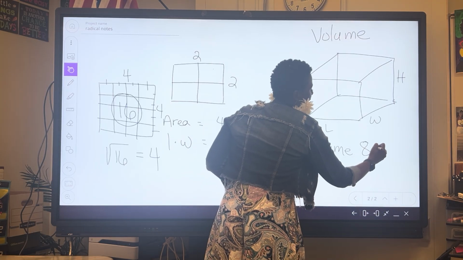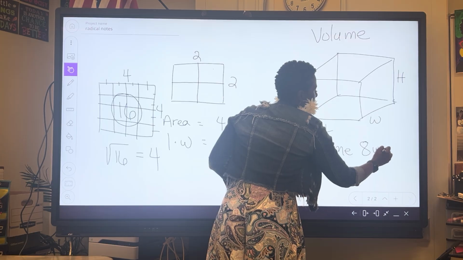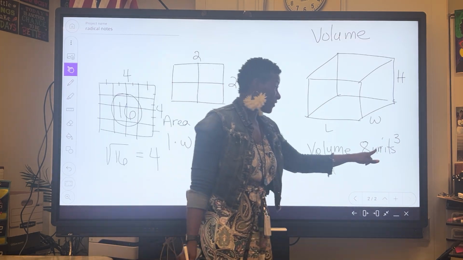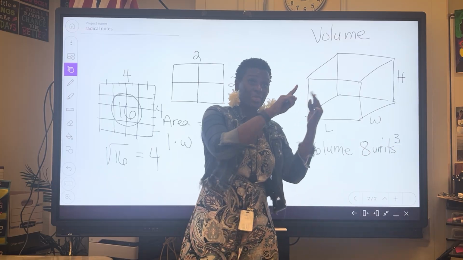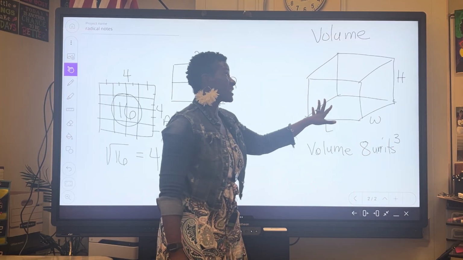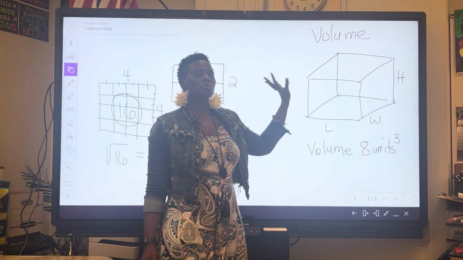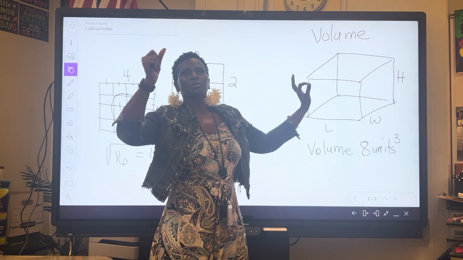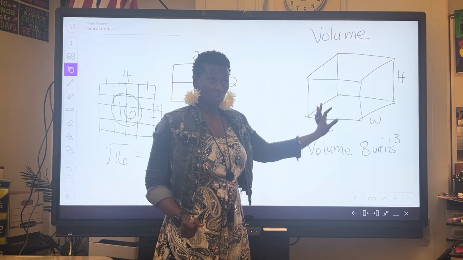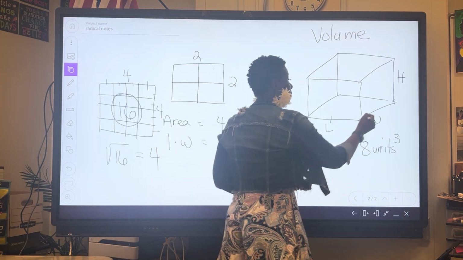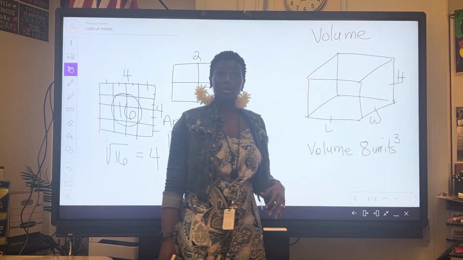So if we had a volume of 8, say, units cubed, then the fact that it's units cubed means I multiply 3 measurements to get it. This would be a prism, a square prism, right? Or a regular prism. What do we mean by regular? If it's regular, that means all the measurements are equal. Are y'all with me?